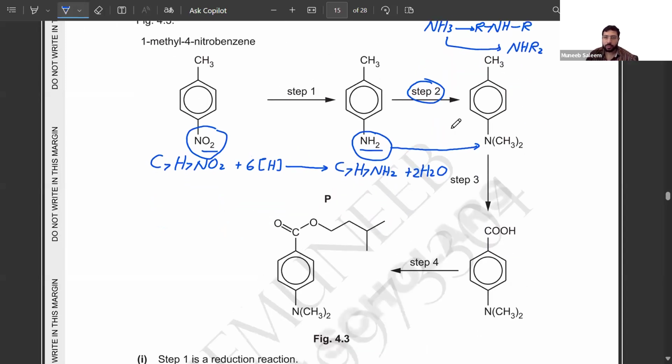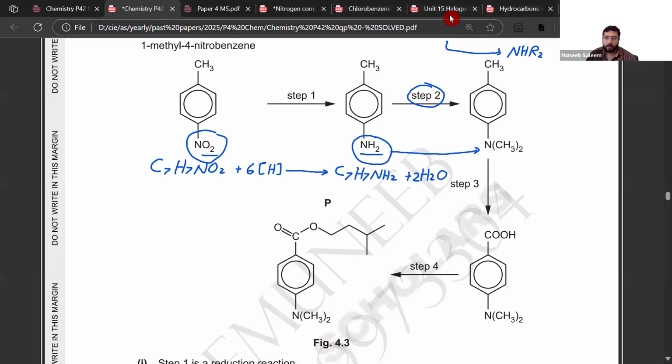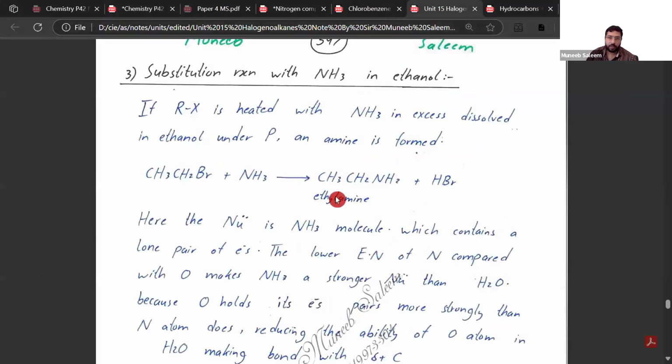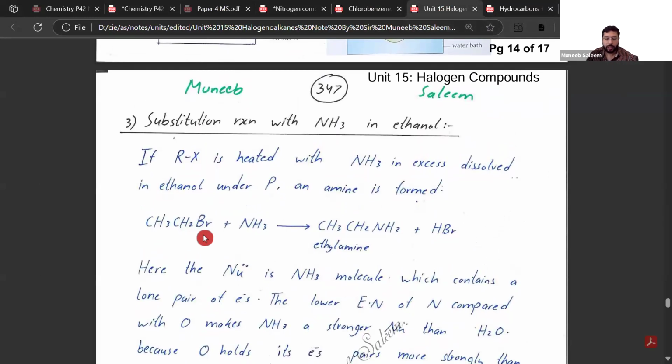So where can we find this type of reaction? For this purpose, I will show you notes. One part is coming from the AS chemistry, and this is a page from AS chemistry in which you learn that when halogenoalkane compound reacts with ammonia, it forms the amine compound.